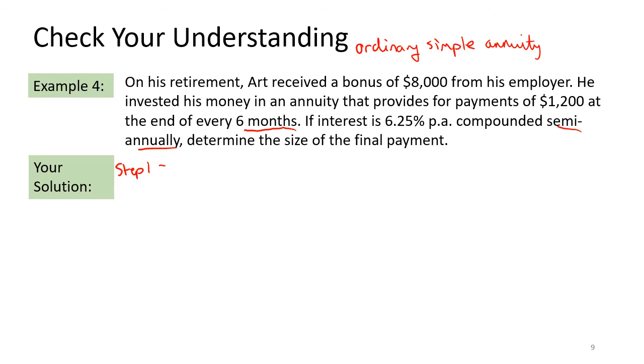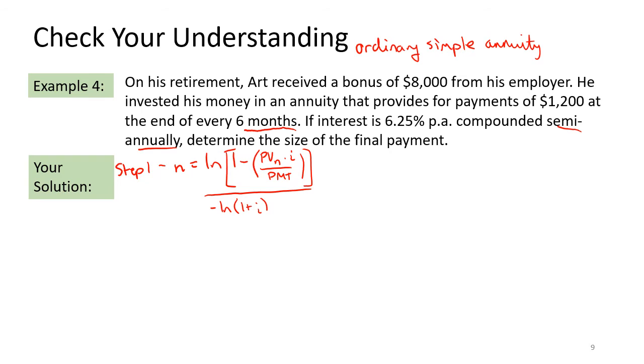And step 1 is always finding n. So n, in this case, it's a simple annuity. So it's the ln of 1 minus the present value for a simple annuity times the periodic interest rate divided by the payment, divided by the negative ln of 1 plus the periodic interest rate.